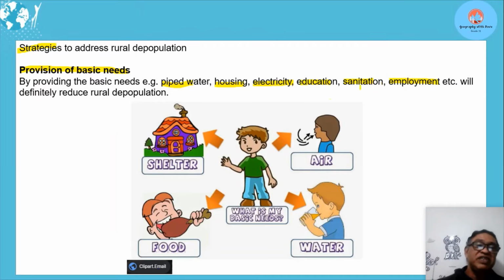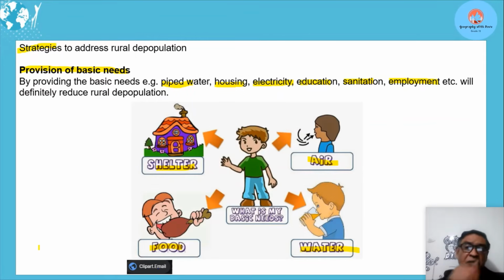All right, I've just given some of the basic needs here. Shelter, of course, air is a basic need. We need to cut down on pollution, water, food, and education. We need to introduce all those things on a proper level so that we can actually cut down on rural depopulation also. Because on one hand, if we improve that, we must remember people may say, whoa, all these facilities are available.